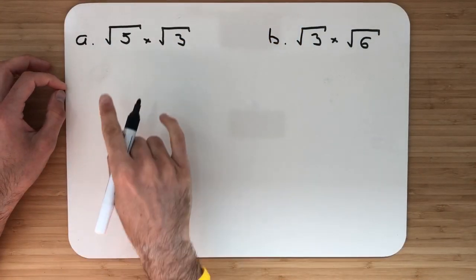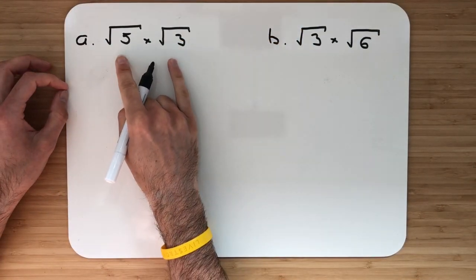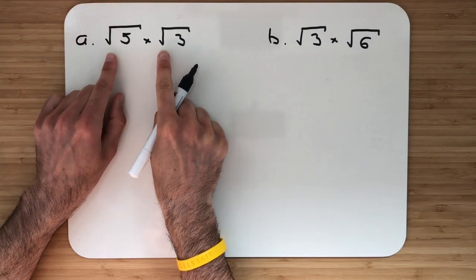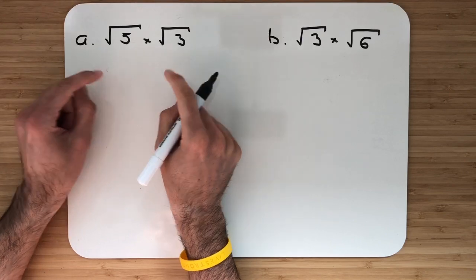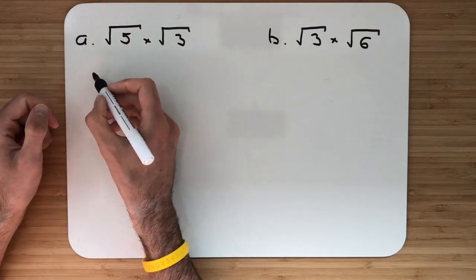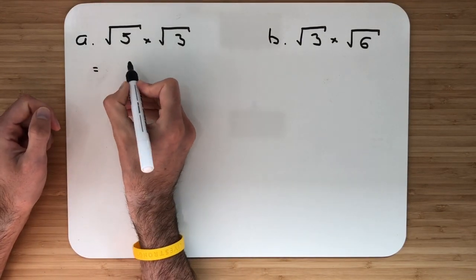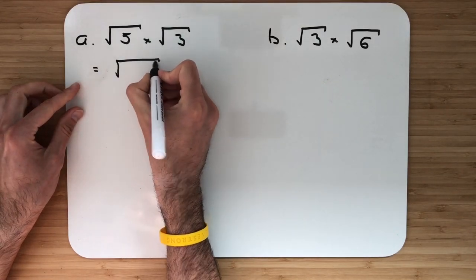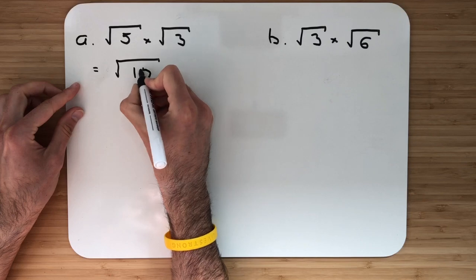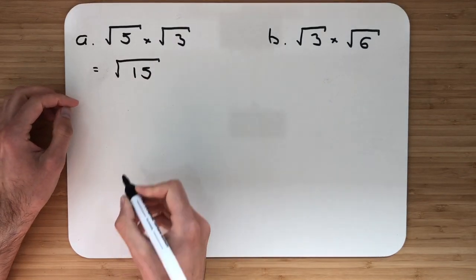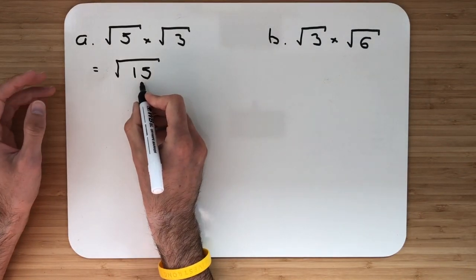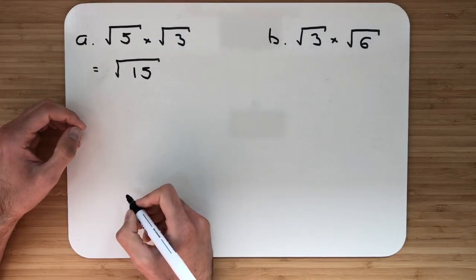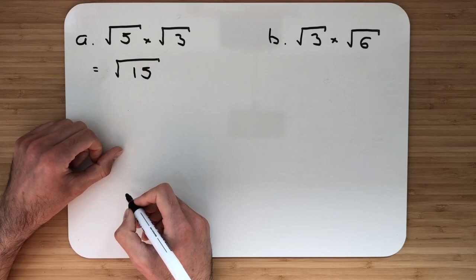In example A, we're looking to simplify root 5 multiplied by root 3. When both numbers are underneath the square root sign, to simplify, you simply just multiply them together. So root 5 multiplied by root 3, both are underneath the root sign, so that simply becomes root 15. We cannot simplify root 15 down anymore because we don't have a square number that multiplies by another number to give us 15, so we stop there.